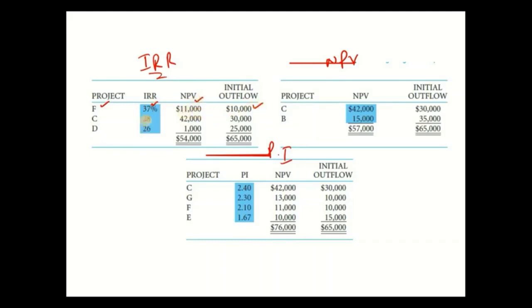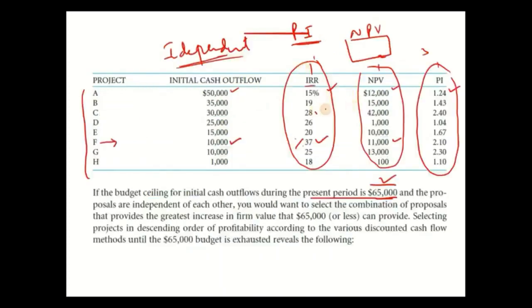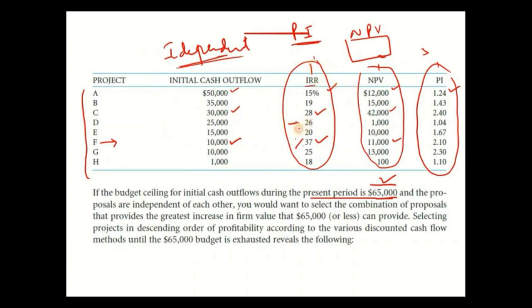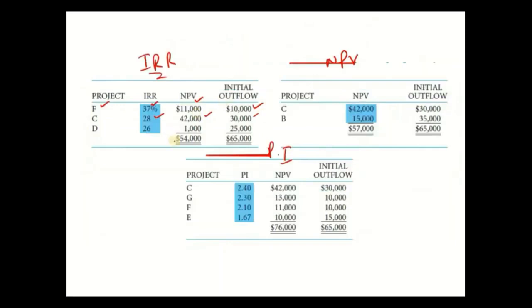Next, the second highest is 28%. You see this one, its cost is 30,000 and its NPV is 42,000. So 28%, 42,000 and 30,000. And lastly is 26%, its NPV is 1,000 and its cost is 25,000. So 65,000 is the budget. You cannot exceed 65,000. So the total NPV of the portfolio, meaning all these projects, is 54,000 with this combination. This combination is based on IRR.